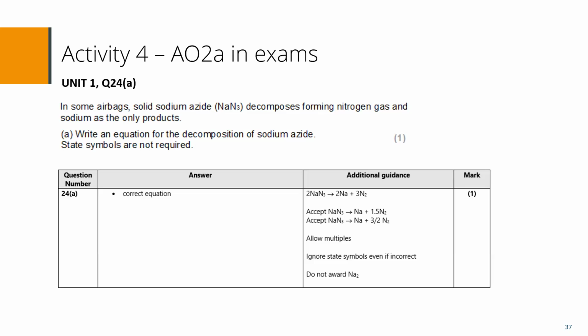State symbols have not been asked for. If the state symbols are asked for, they must be given for the second mark and they must be correct. But if they're not asked for, we ignore them. There will be a number of candidates who write down Na2. They seem to think that metals are diatomic compounds, and obviously that must be marked incorrect. So do not award that.